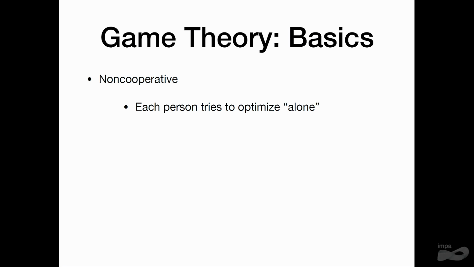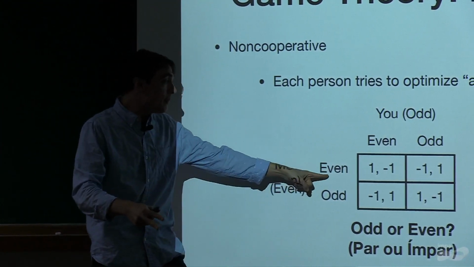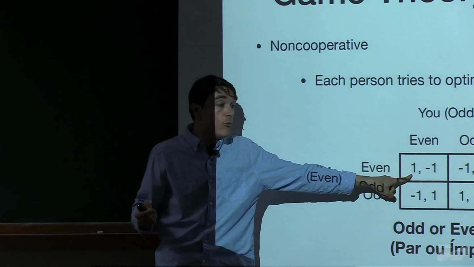So here in non-cooperative game theory, a big idea is that each person tries to optimize alone. Right? Everyone wants the greatest payoff. So this is a common game here in Brazil, right? Par ou ímpar, maybe to determine who's going to call the Uber or something. So the idea, right, I'm playing with one of you, I'm even, and you're odd. So if I throw down an even number and you throw down an even number, the sum of that is an even number, so I win, right?